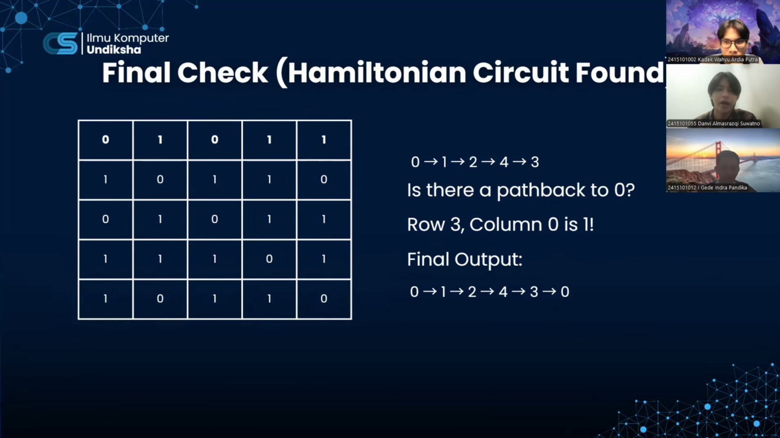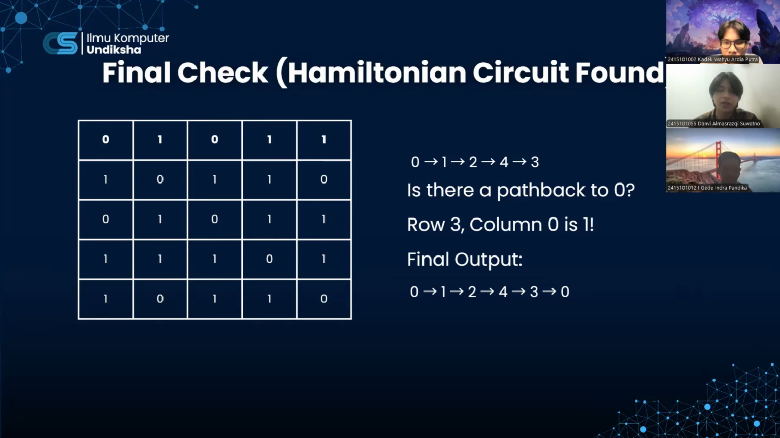And the final and most crucial step of this Hamiltonian circuit is, can we return to the starting point? So when the number of nodes in the path reaches 5, the program enters the base case. The program will check our last point, which is node 3. Does node 3 have a path back to node 0? If we look at the matrix in row 3, at column 0, the value is 1. This means there is a way back.